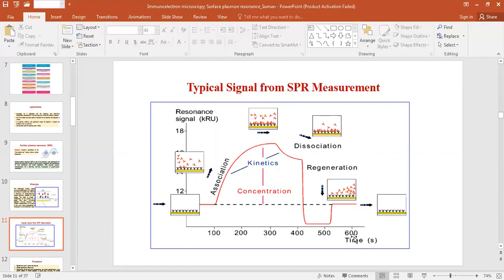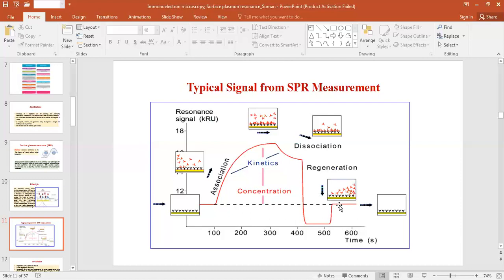So here, monitoring the change in SPR signal over time produces this type of sensorgram. It is a plot of the binding response, that is, the resonance unit, versus time, which allows different stages of a binding event to be visualized and evaluated in this figure.